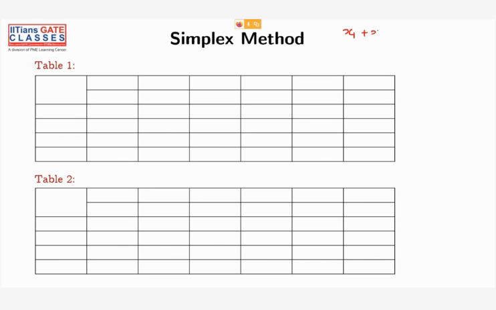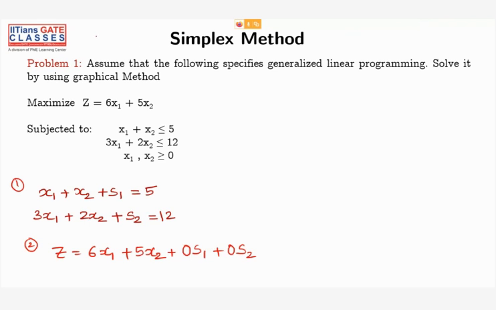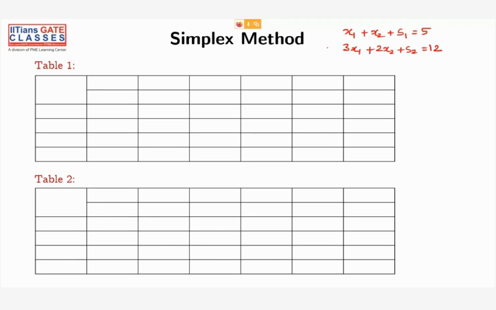x1 plus x2 plus s1 is equal to 5. 3x1 plus 2x2 plus s2 is equal to 12, and your objective function is 6x1 plus 5x2 plus 0s1 plus 0s2. This is your set. Okay, so this is your table 1 that I'm going to fill here.